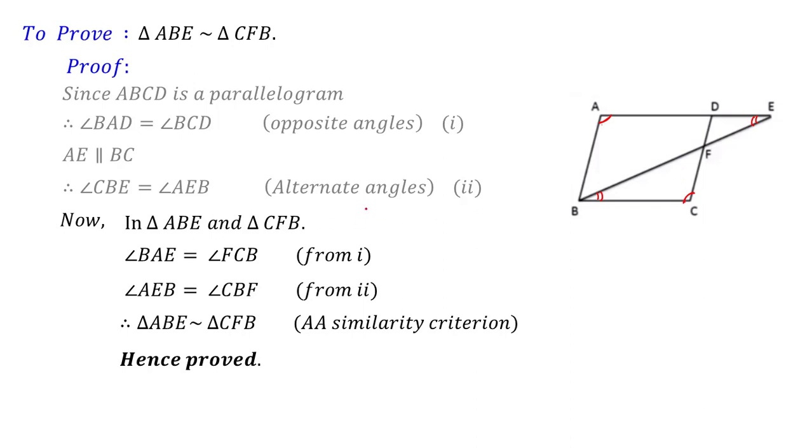Now we have taken triangle ABE and CFB. In these, angle BAE is equal to angle FCB, fine, they are equal from 1. Second, angle AEB of this bigger triangle AEB and angle CBF, this angle, they are also equal, and that we have proved.